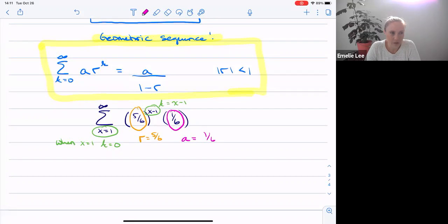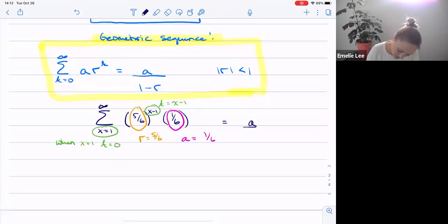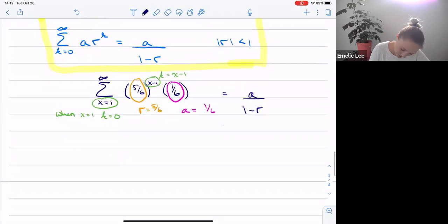Okay, good. So I'm okay with the summation as is because I have x minus 1. Right, and so it's starting at basically a power of 0, and that's the most important part, right? As long as you're starting at a power of 0 and then letting it run to infinity, that's the goal, right? And so here, this becomes a over 1 minus r, which if we plug in our values is 1 over 6 over 1 minus 5 over 6.